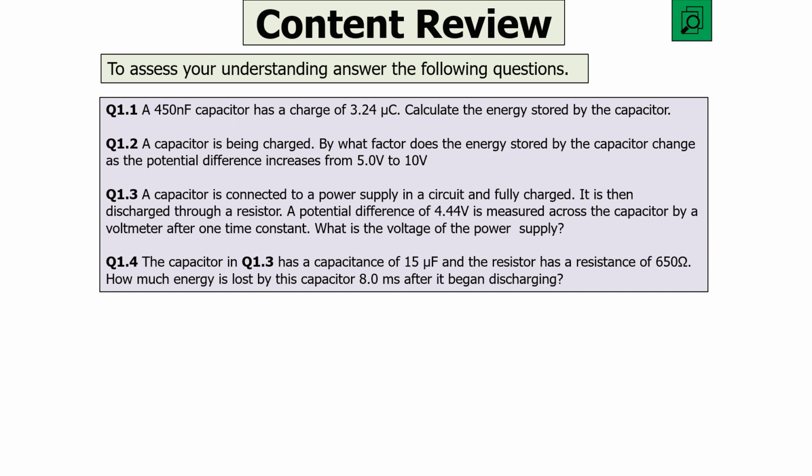It is then discharged through a resistor. A potential difference of 4.44 volts is measured across the capacitor by a voltmeter after one time constant. What is the voltage of the power supply? Then the capacitor in the previous question has a capacitance of 15 microfarads and a resistance of 650 ohms. How much energy is lost by the capacitor 8 milliseconds after it began discharging? So pause the video now, then unpause the video when you want to go through your answer.